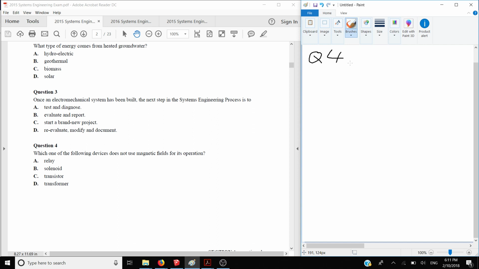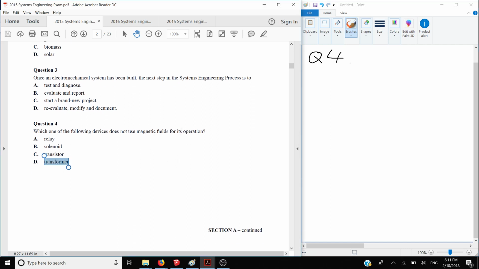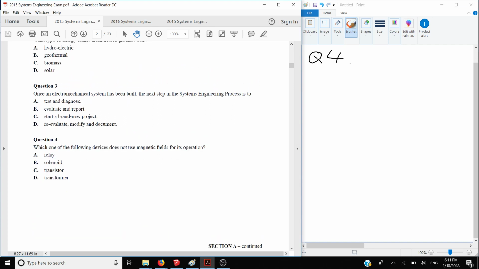Question 4. All right, question 4 is a bit more of a question, I think. Which one of the following devices does not use magnetic fields for its operation? And you've got relay, solenoid, transistor, transformer. So, if you're thinking back to theory and magnetic fields, recall that at some point we got a nail and we wrapped a coil of wire around it, and we put an electric current through that, and that created a magnetic field. In fact, anytime we put a current through a coil, we can create some sort of magnetic field.